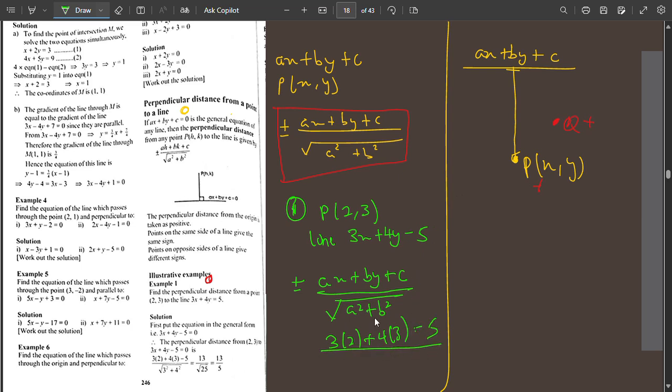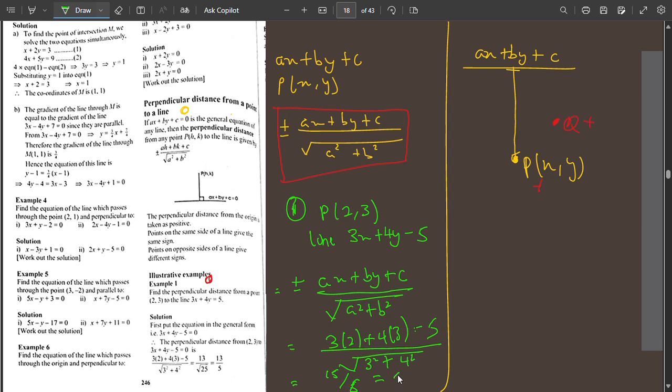Then we will divide by the square root of a squared plus b squared. What's a? A is 3, so 3 squared plus b squared. What's b? 4. So 4 squared. Let's see, we have 6 plus 12. That's 18 minus 5. That's 15. 15 over square root of 9 plus 16. That's 25. That's 5.